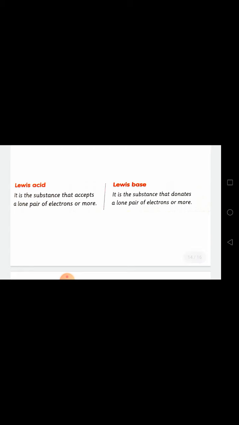Now we will move to Lewis' definition, or Lewis' theory, of acid and base. In Lewis' theory, the acid is the substance that accepts a lone pair of electrons or more, while the Lewis base is the substance that donates a lone pair of electrons or more. For sure, some atoms have electrons not involved in a chemical bond. If an atom has a pair of electrons not involved in the formation of a chemical bond, this pair of electrons is called a lone pair.